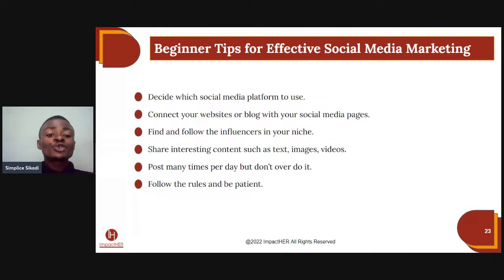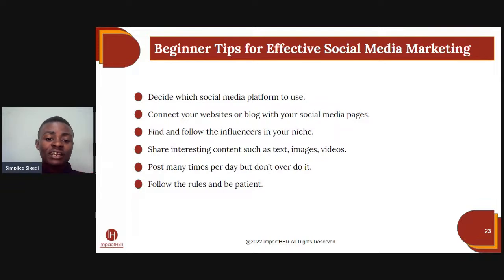So, what you want to do is to follow them and see what they are doing, such that you can even copy from them. You can get ideas from them, edit what you want to edit, and of course, use what you want to use. So, that is very, very important. Follow influencers in your niche. It will help you get ideas on how you can do your own social media.